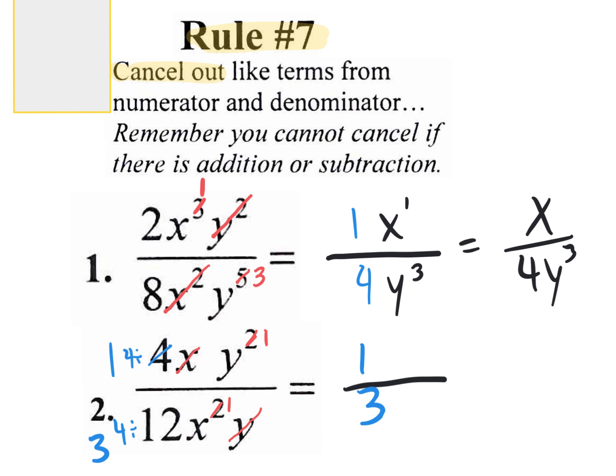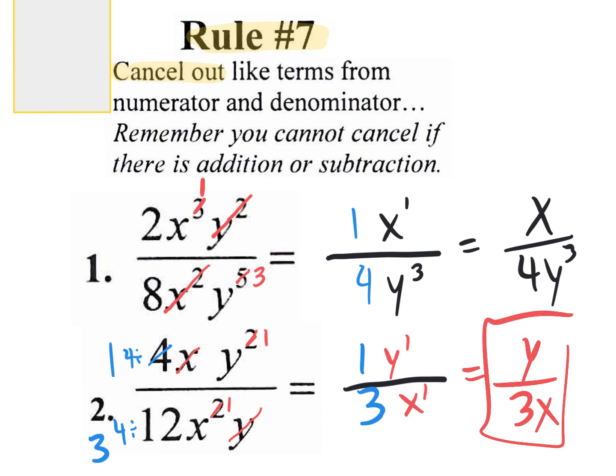Is there any other numbers? Nope, but there's a y to the 1. And we don't really even need to write y to the 1. We could just leave it as y. And on the bottom, we have an x to the 1 left over. There's no y on the bottom. So our answer is 1y to the 1 over 3x to the 1. Or a better way of writing it would be just y over 3x. Y over 3x is that final answer.